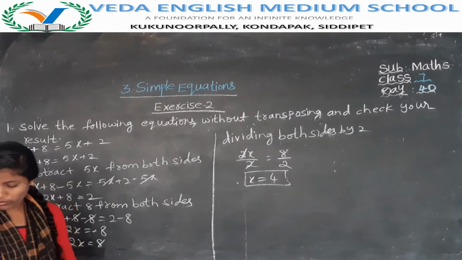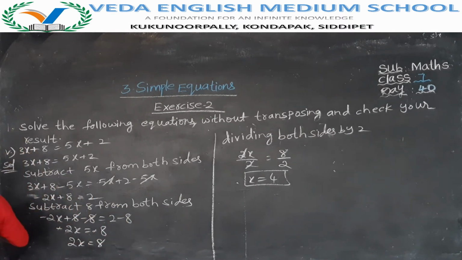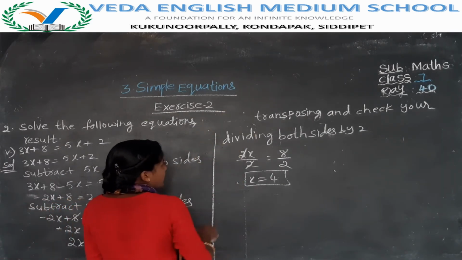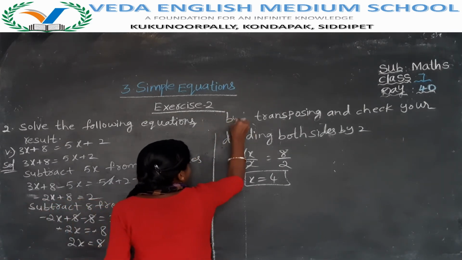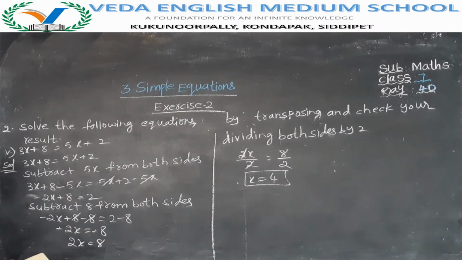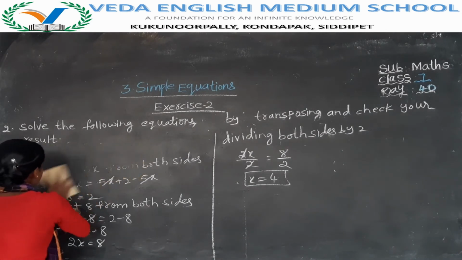So the sixth problem is there. The sixth problem is the same as the fifth problem. We have to complete it. Next, second bit. Solve the following equations by transposing the terms and check your result. Here, solve the following equations by transposing and check your result. Here also we have to check the result. For the first bit we did not check, no problem. For the second bit we have to check the result.